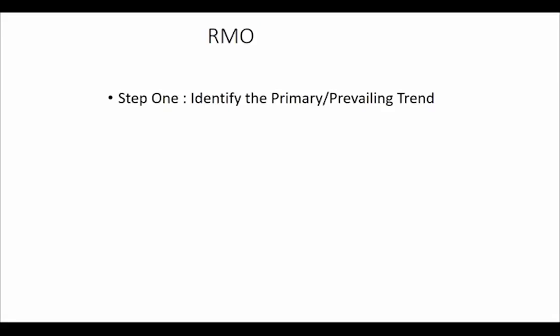We don't want to be trying to make decisions around that. And so the first thing that we want to do, it's a 3-step process. I'm going to walk you through every single step. But the first thing that we want to do is identify the primary or the prevailing trend.